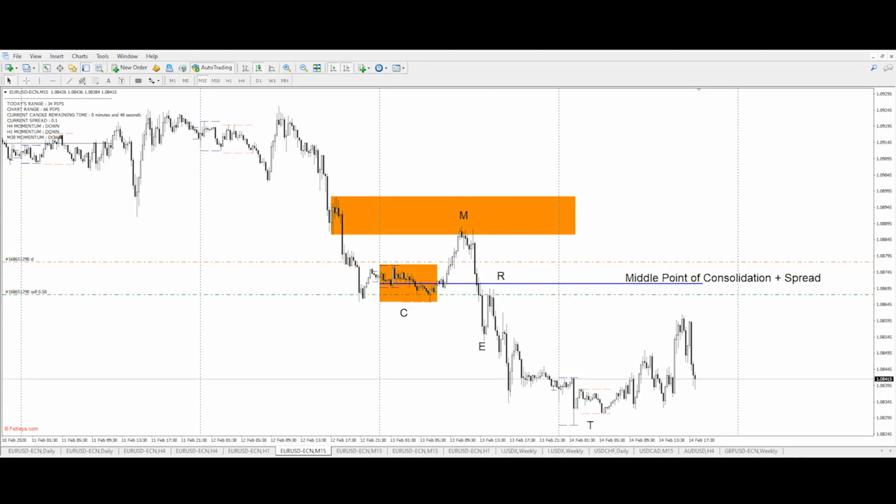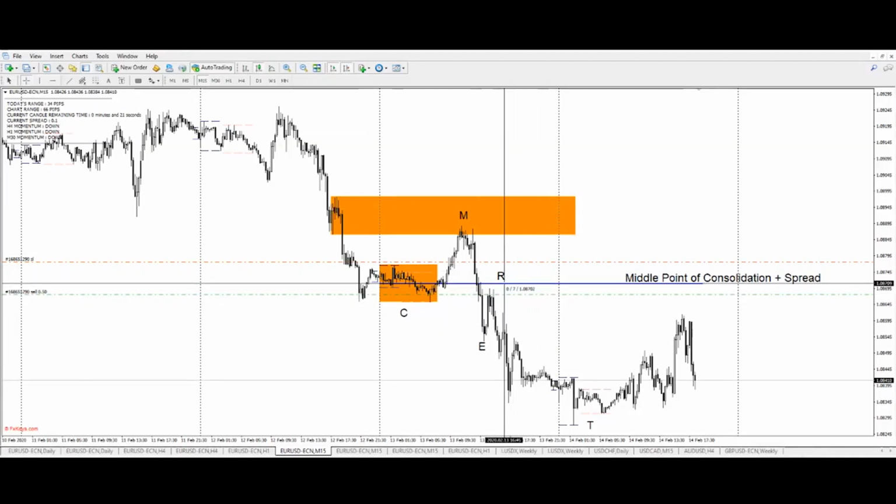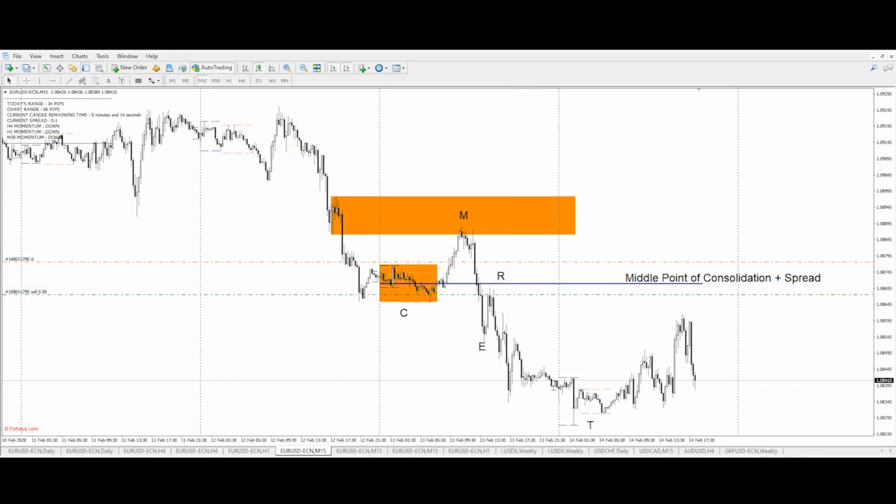If we're doing CME, so consolidation, manipulation, expansion, and retracement, where did I teach you to look for the retracement? The halfway point of the consolidation zone, plus a few pips to look after the spread. So look at this. That's the halfway point of the zone. How many pips is that? That's 1.8 pips. I put my entry at 3 pips beneath it to be on the safe side, because there's nothing more annoying than missing out on a great trade because you were trying to be too cute.